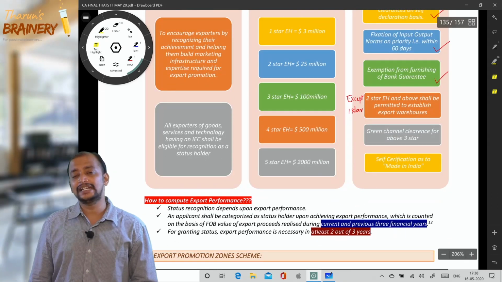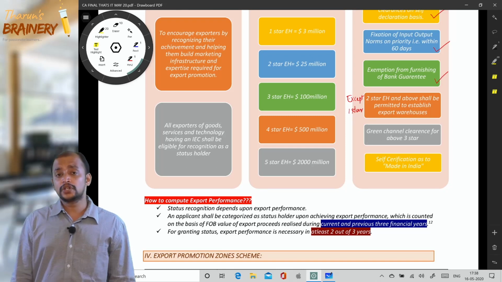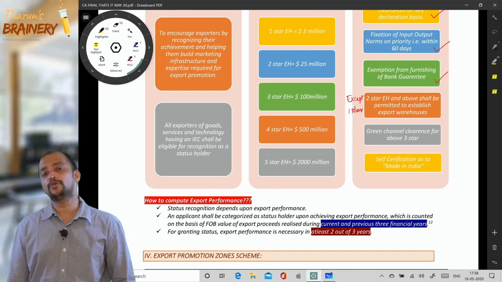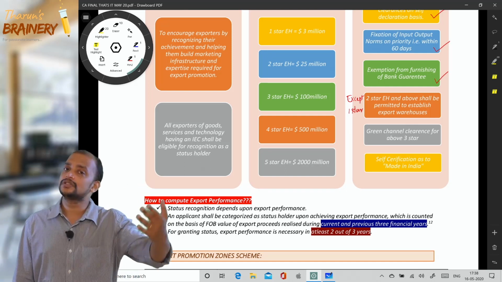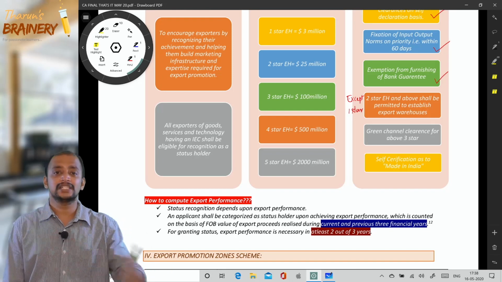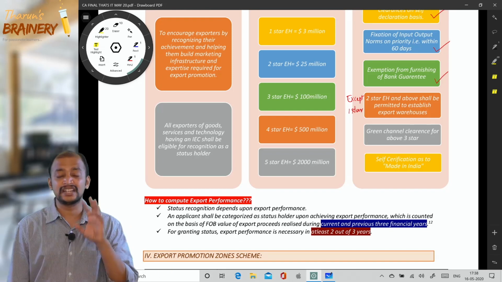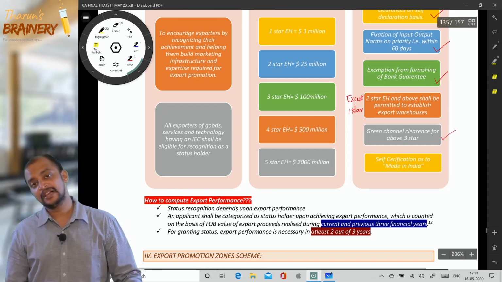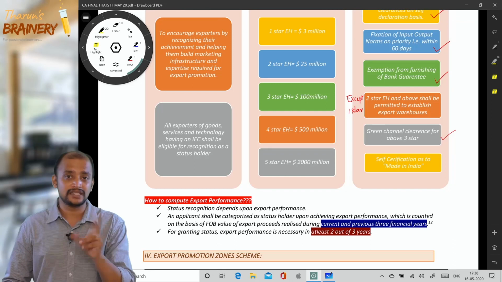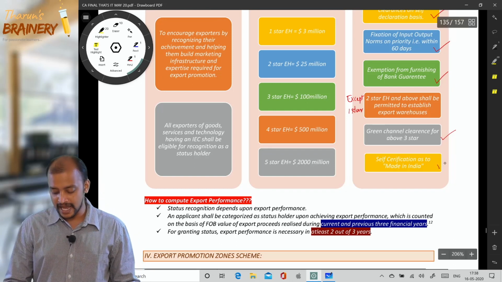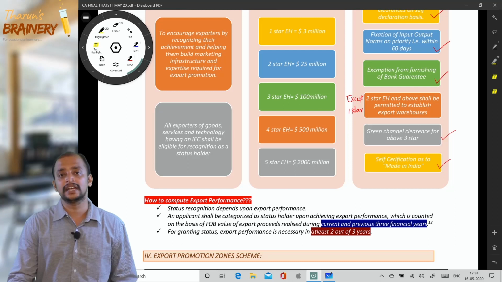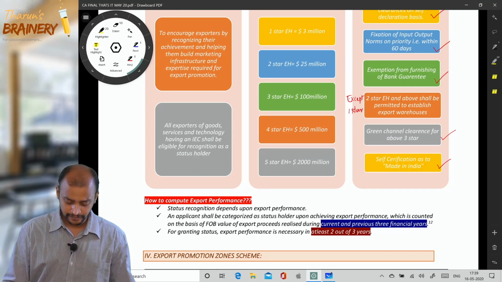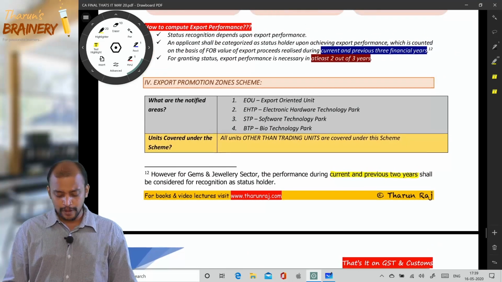Then green channel clearance. Usually, examination, that is physical verification of the imported goods, will not be there. So once goods are imported, based on documents, the appraisement will be done and immediately the goods will be released. That is known as green channel clearance. So that advantage these people are having. Above 3 star, so it is not applicable for 1 star and 2 star. And finally, they can self-certify as made in India for the purpose of getting the benefits under Make in India initiative.